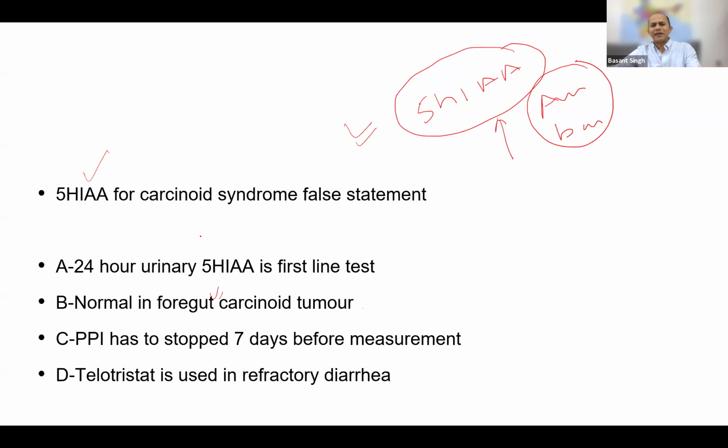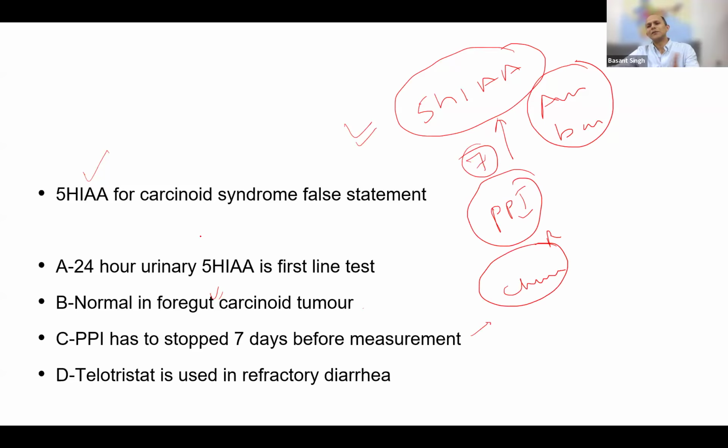PPI has to be stopped 7 days before measurement. So this is for chromogranin, not for 5-HIAA measurement. Okay, because PPI can affect your chromogranin levels. PPI, renal failure can affect your chromogranin levels. So stop the PPI for 7 days before doing a chromogranin measurement. Okay, and this drug is used for refractory diarrhea. Remember the drug telotristat. I don't know how to pronounce it, but this is the drug for refractory diarrhea.